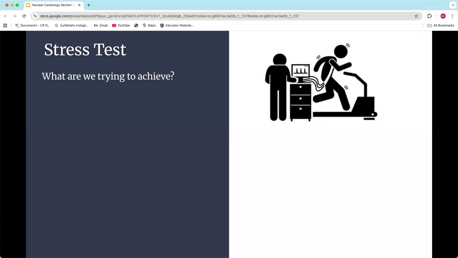Okay. So here's my next question I want to pose to you guys, because now we're going to talk about stress testing and what we're trying to achieve. The question I have is, when we're stressing a patient, and this could be on a treadmill, this could be pharmaceutical, what are we actually trying to achieve? Who wants to be brave on this one?